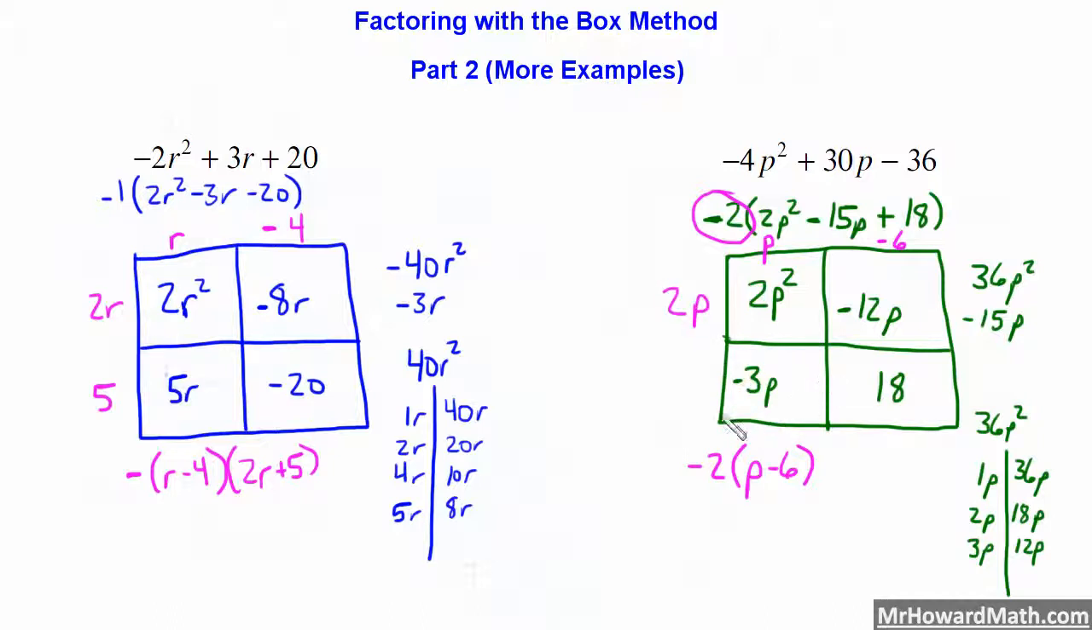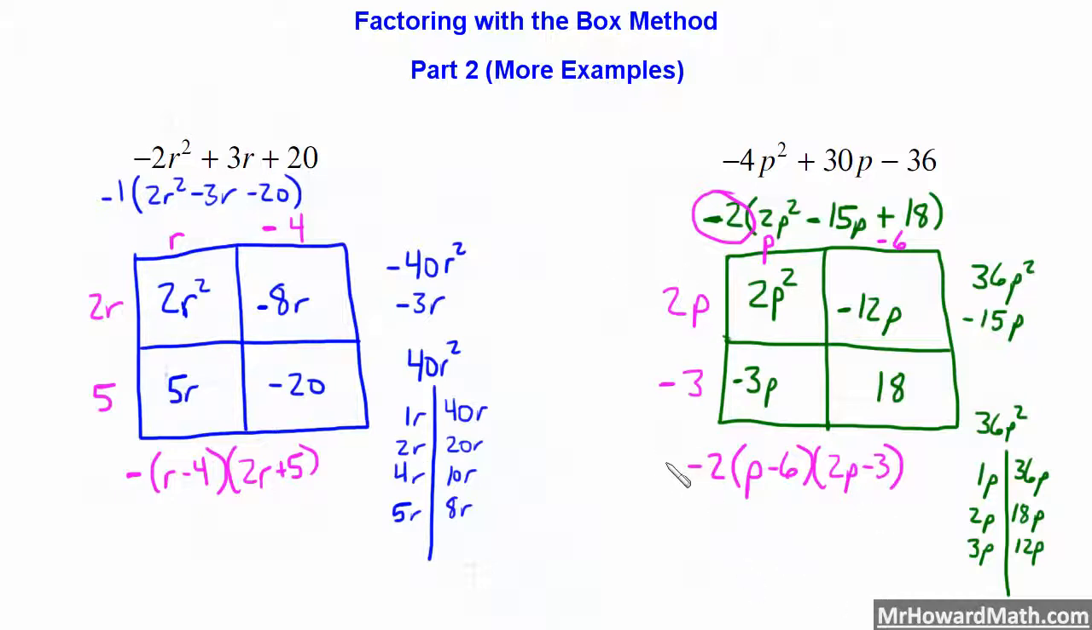And then down here it will be a negative because we have a negative right here. So a -3. So that's going to give us 2p minus 3 for this last factor. Alright? Okay, so those are done.